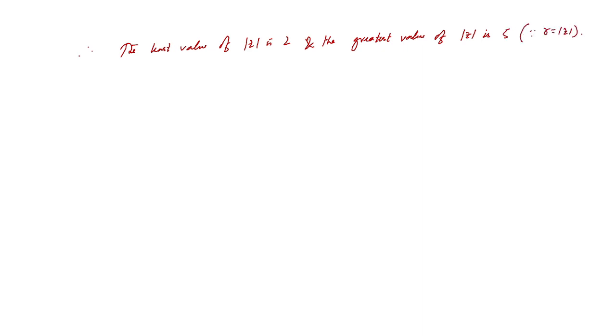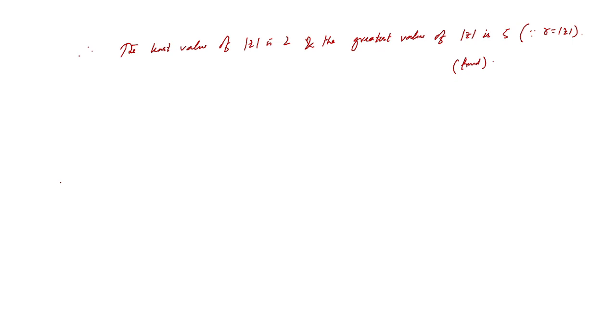So from this we can write the least value of mod z is 2, and the greatest value of mod z is 5, since r equals mod z. So this is proved.